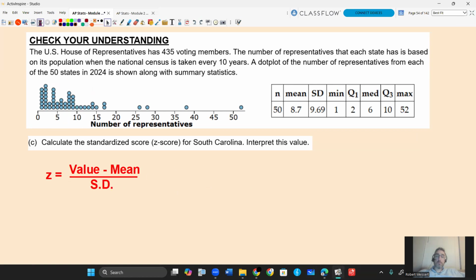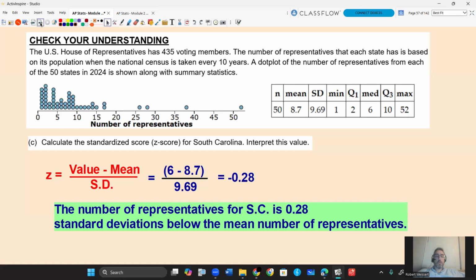The value is 6. The mean is 8.7. The standard deviation is 9.69. So plug those into the formula. You get negative 0.28. South Carolina's a little bit below average. In fact, it's 0.28 standard deviations below the mean for the number of representatives they have.